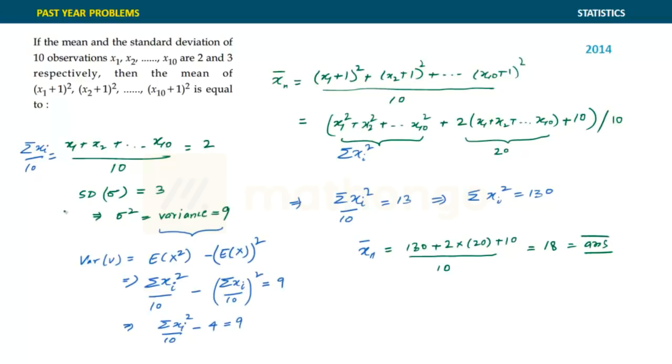So this is how we have used it. The important thing to understand is that whenever summation xi square is being asked, just think of variance. This is the hint.